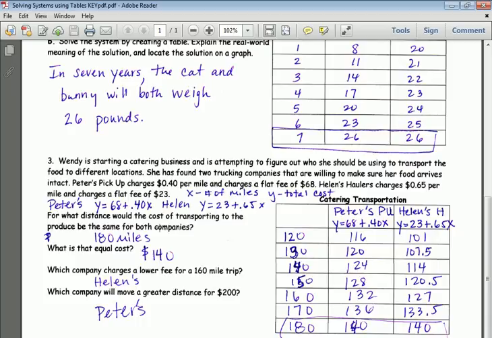So for what distance would the cost be the same? Well, they're the same right here at 180 miles, and that equivalent cost is $140. Which company charges a lower fee for 160 miles? Let's look at 160, and it's Helen. And then this one, which one would move a greater distance for $200? Well, I have the answer, Peter's, and let's go and see why now.